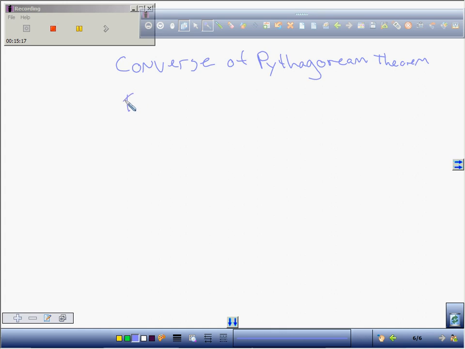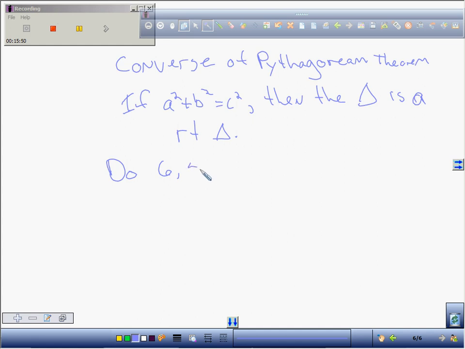So this says if a squared plus b squared is equal to c squared, then the triangle is a right triangle. That's the second conjecture on your sheet. So for example, you might be asked, do 6, 5, and 7 make the sides of a right triangle?